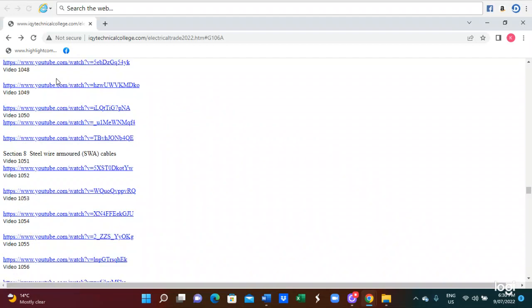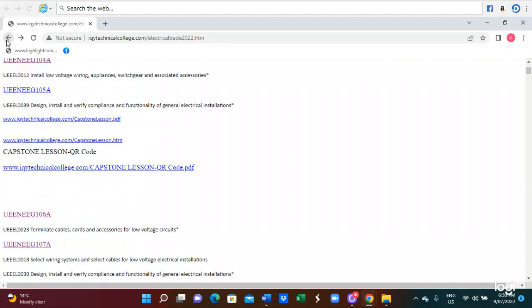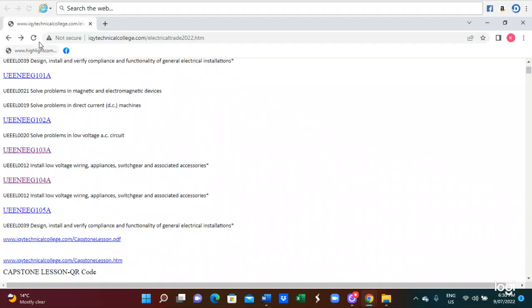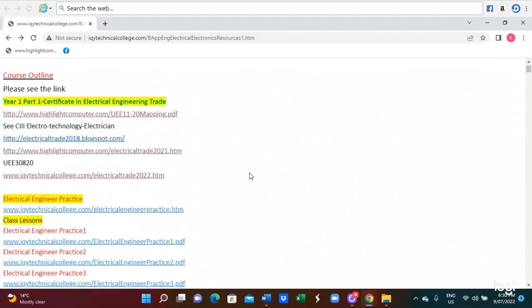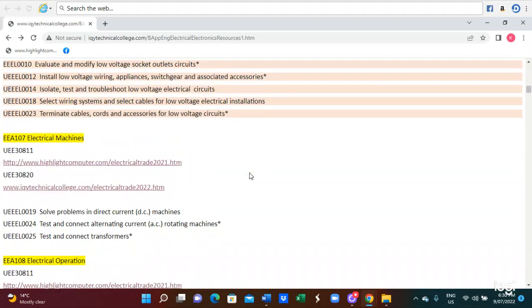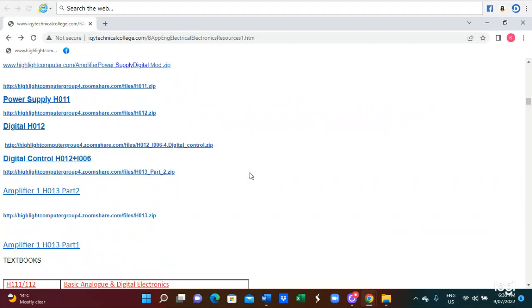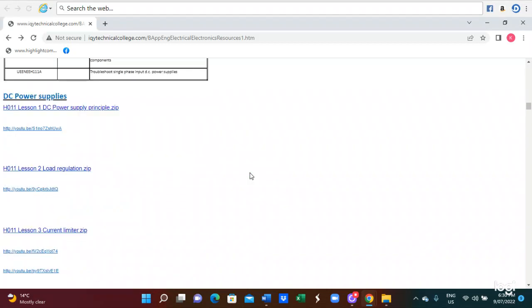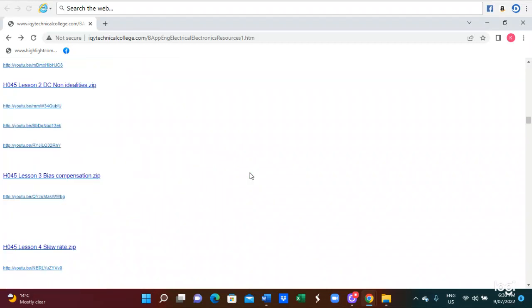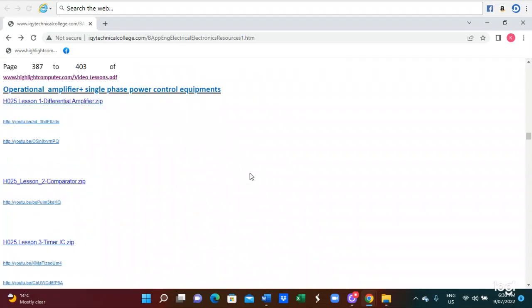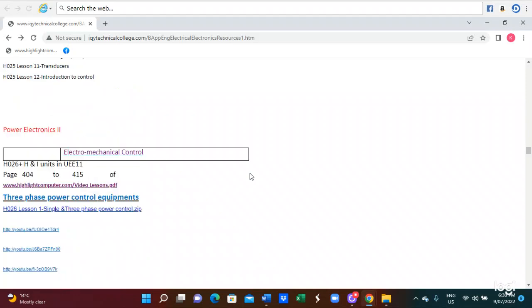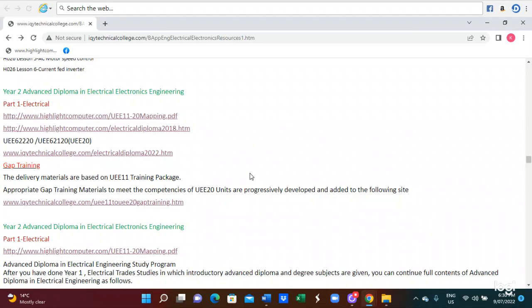Now this is for the advanced diploma electrical engineering. The diploma lesson is something you also have to do. So you go down this one and then you see the electrical diploma 2022. Go down here. See the electrical diploma 2022.htm.